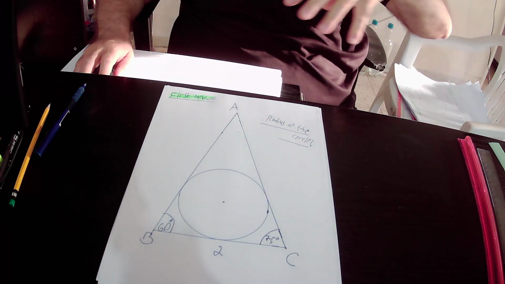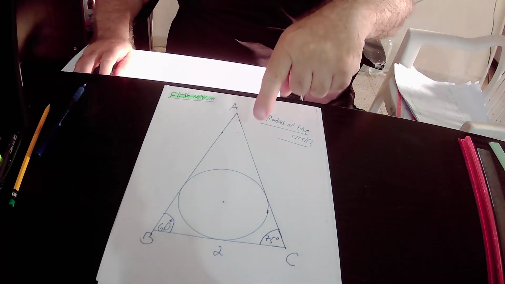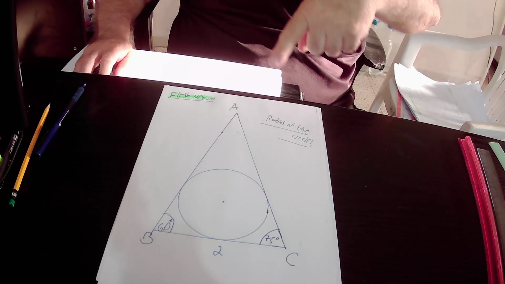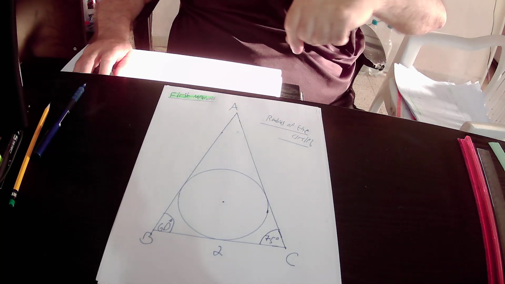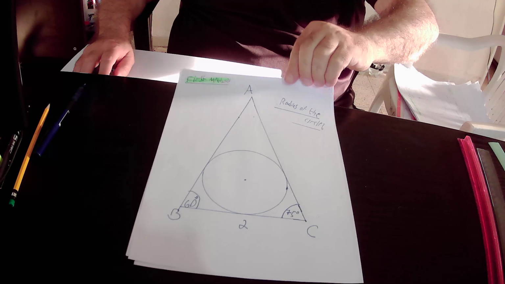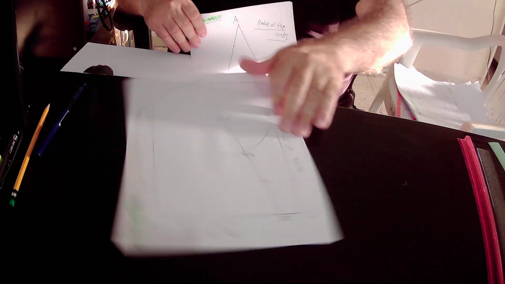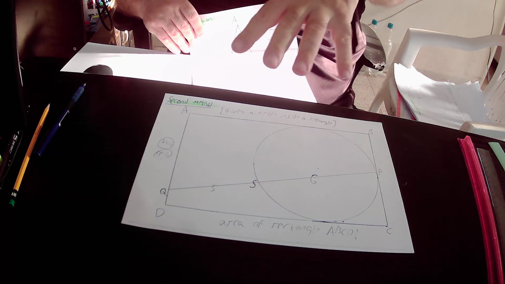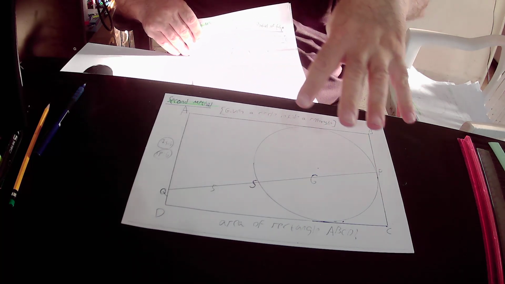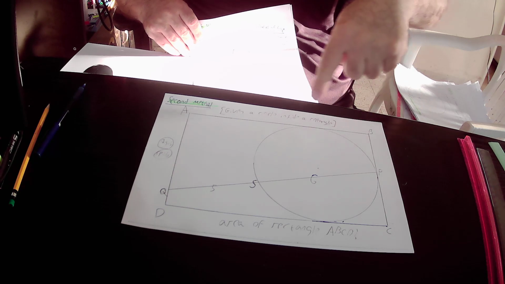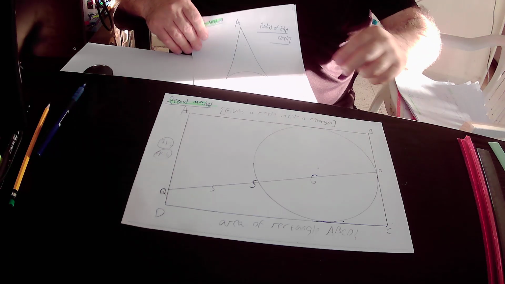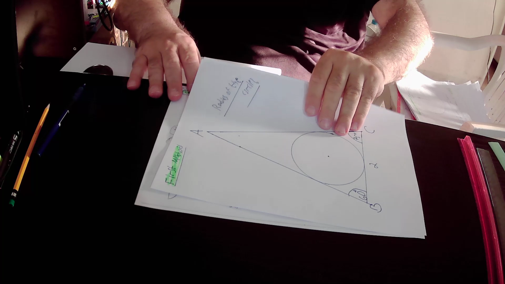And now in this lecture we'll answer two questions. In the first question we'll find out the radius of this circle that is inscribed by triangle ABC. In the second question we'll find out the area of this rectangle ABCD that blocks this circle. So we'll start with the first question.